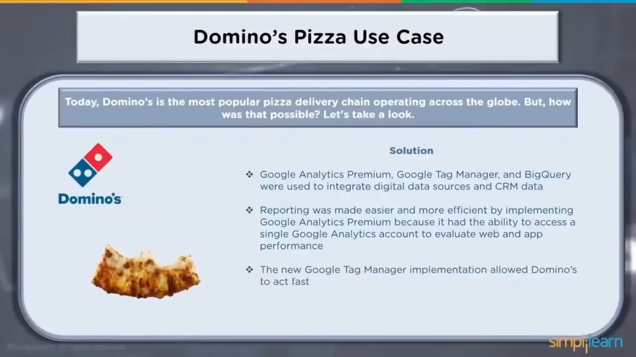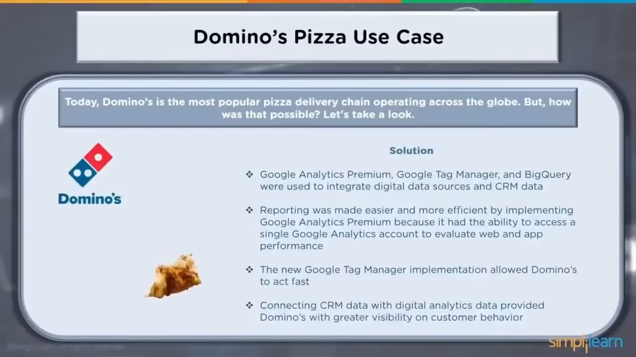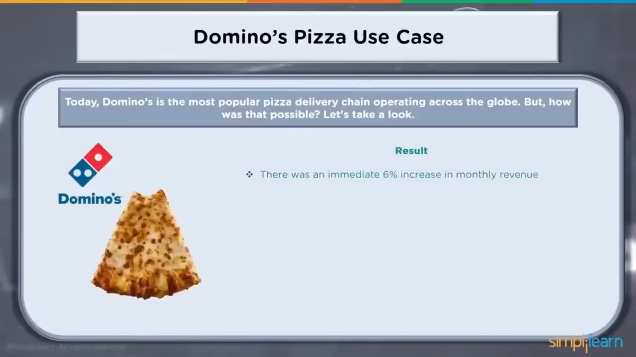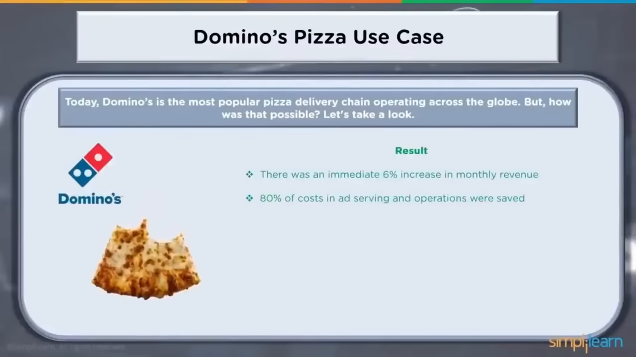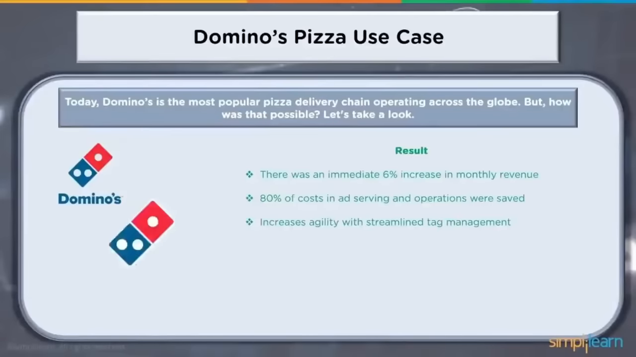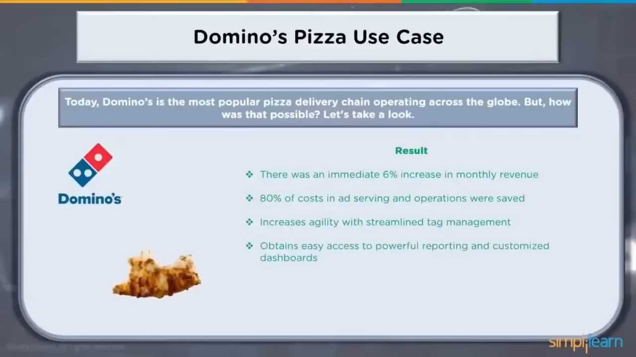By using the new Google Tag Manager implementation, Domino's was able to act fast. They were able to connect CRM data with digital analytics, which provided Domino's with greater visibility on customer behavior. What was the result? There was an immediate 6% increase in monthly revenue, 80% of costs in ad serving and operations were saved, and agility increased with streamlined tag management. They obtained easy access to powerful reporting and customized dashboards. Now that was just one simple use case.